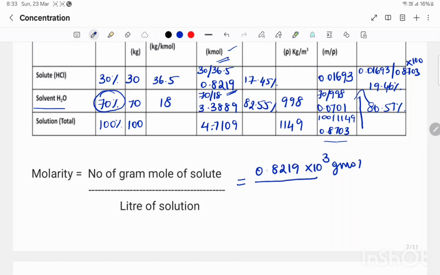So solution volume is 0.8703 and the unit is in meter cube. So we want to convert meter cube into liter. We know 1 meter cube is equal to 1000 liter. So 0.8703, converting into liter, it has to be multiplied with 10 raised to the power 3 liter. So when I divide these, 10 raised to the power 3 gets cancelled and you will get the answer as 9.444 molarity of HCl solution.